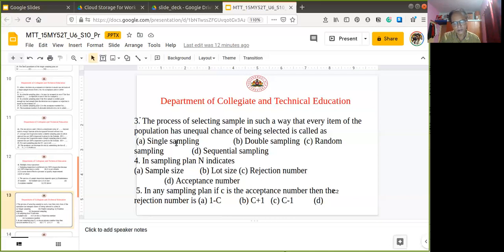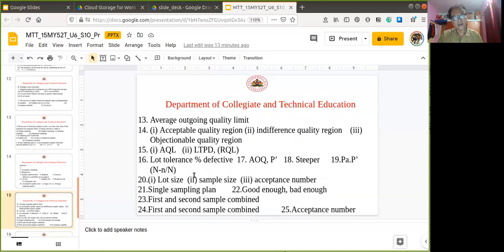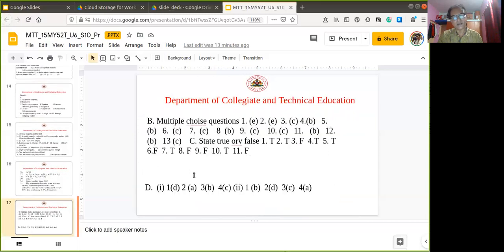The fifth one is, in any sampling plan, if C is the acceptance number, then the rejection number will be C plus 1. Then the answers have been given here. We can go through these answers. These are the answers for the fill in the blanks, and you can see these are the answers for the multiple choice questions A, B, C, D.